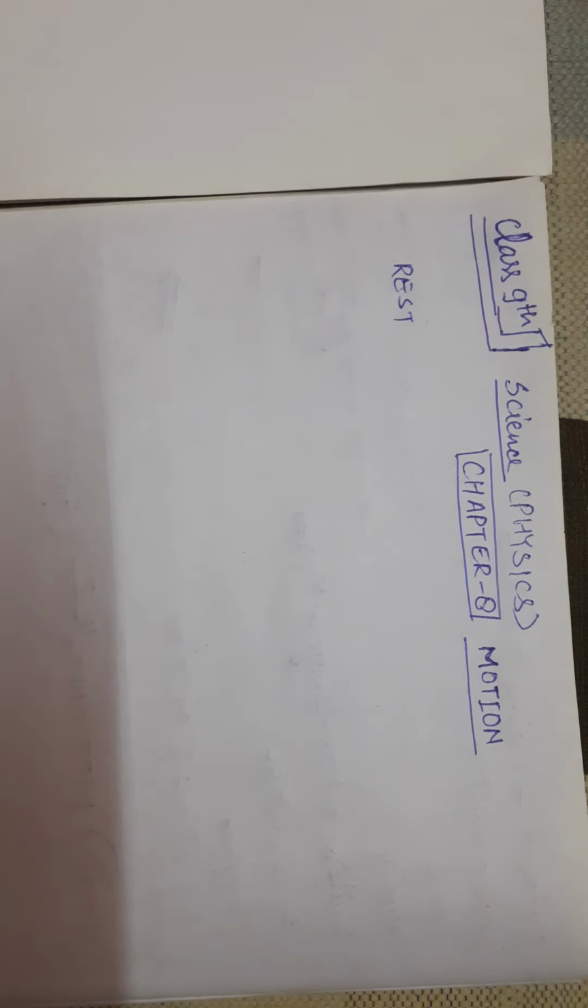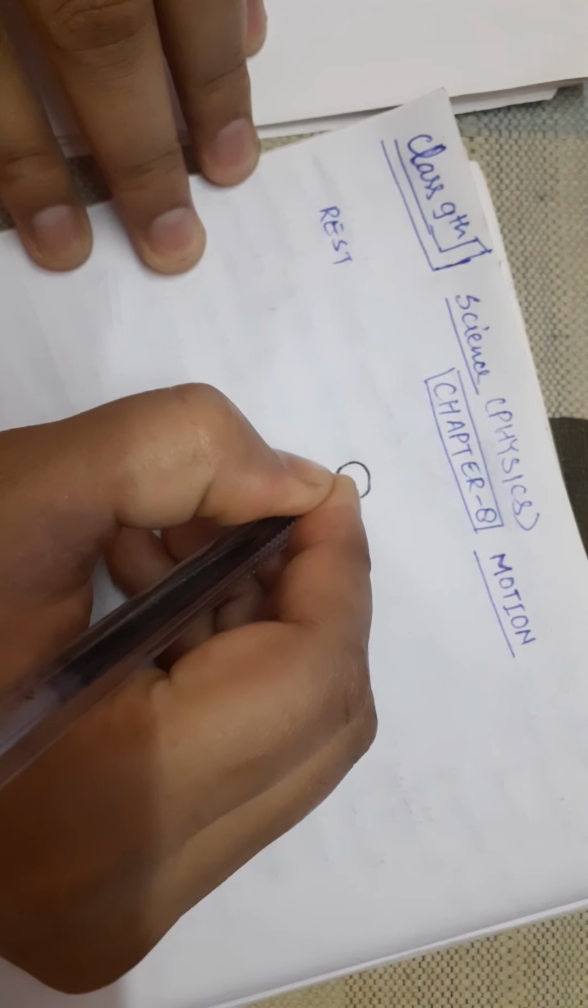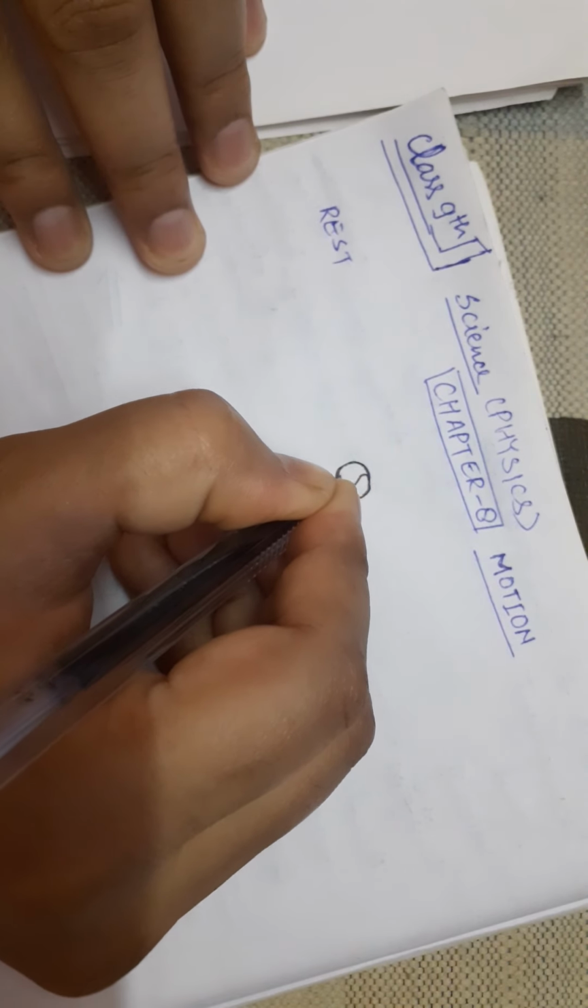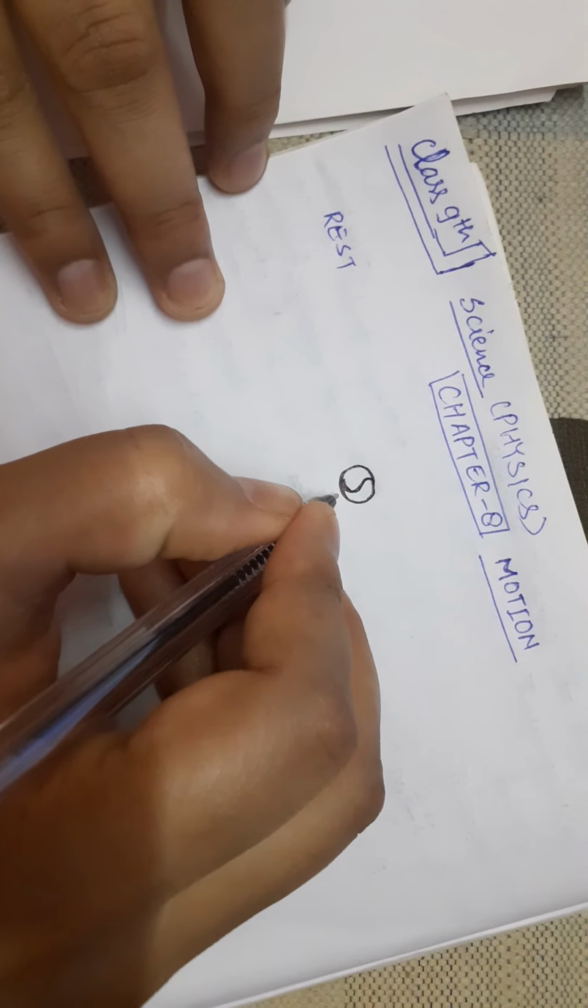When we are reading about motion, we generally know motion means anything which is moving. But when motion ends, then what happens? Let me draw a figure. There is a ball, which you play cricket with. This is a ball, okay.